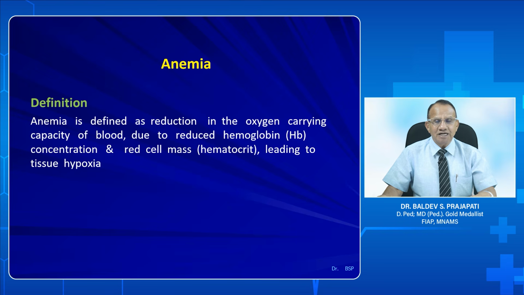Friends, let us see how we define the anemia. Anemia is defined as reduction in the oxygen carrying capacity of blood due to reduced hemoglobin concentration and red cell mass, that is hematocrit, leading to tissue hypoxia.